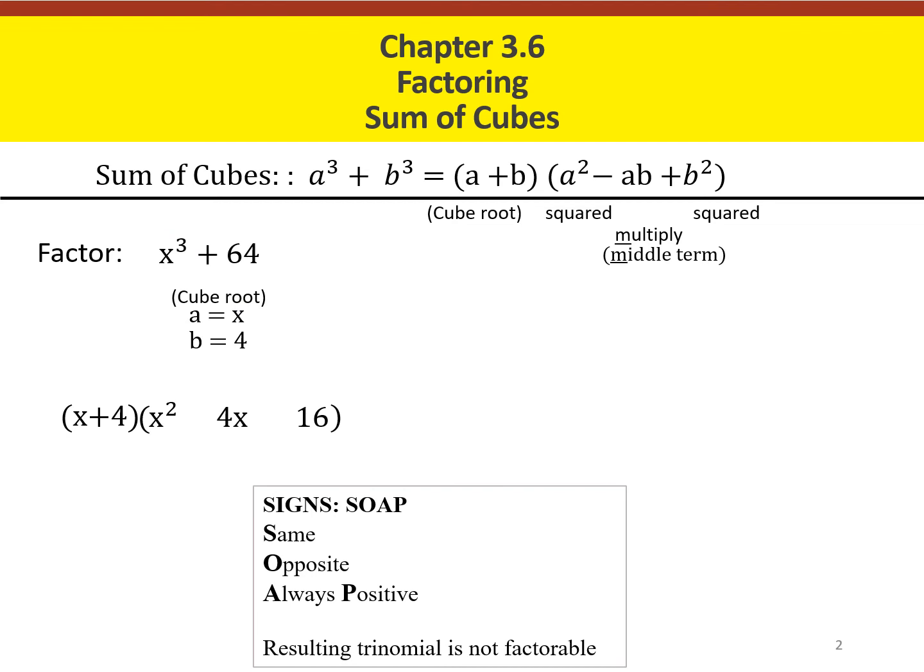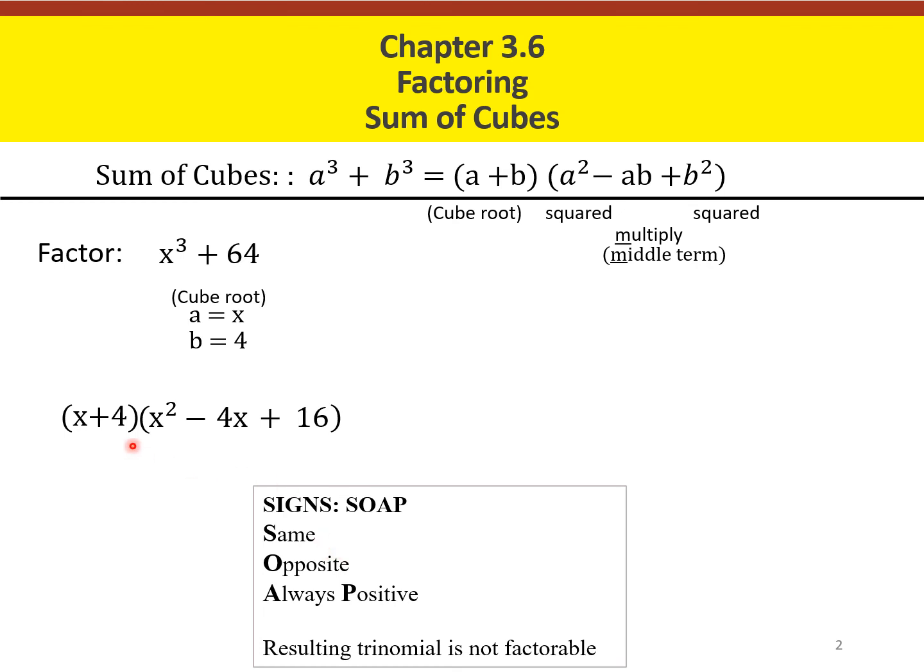So let's take a look at our signs. We have the same sign, and yes, we do. We have the positive here, which is the positive. Now, the next one should be the opposite. And yes, that's a negative. And now we should have always positive, plus.